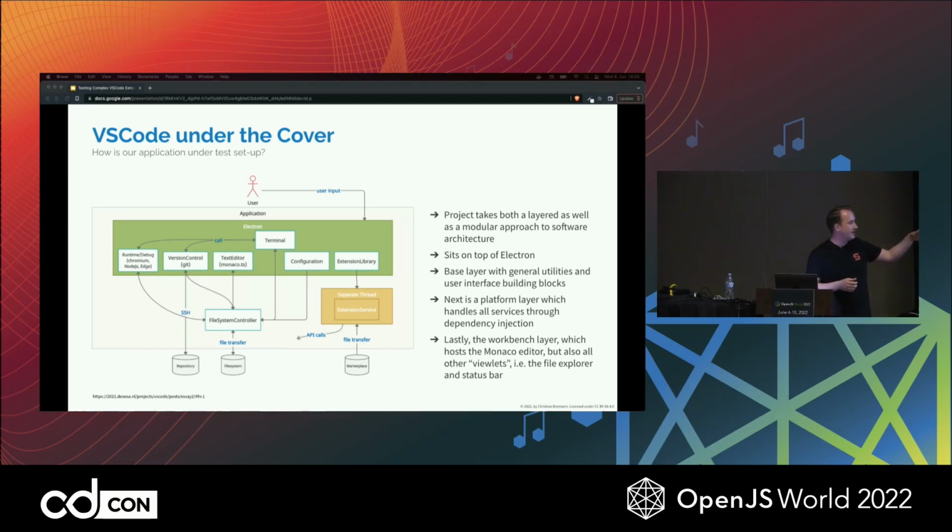And you can see in orange, the extension itself lives in a different process, which is the reason why VS Code will always still stay very performant, even if you have like 1,000 extensions installed.